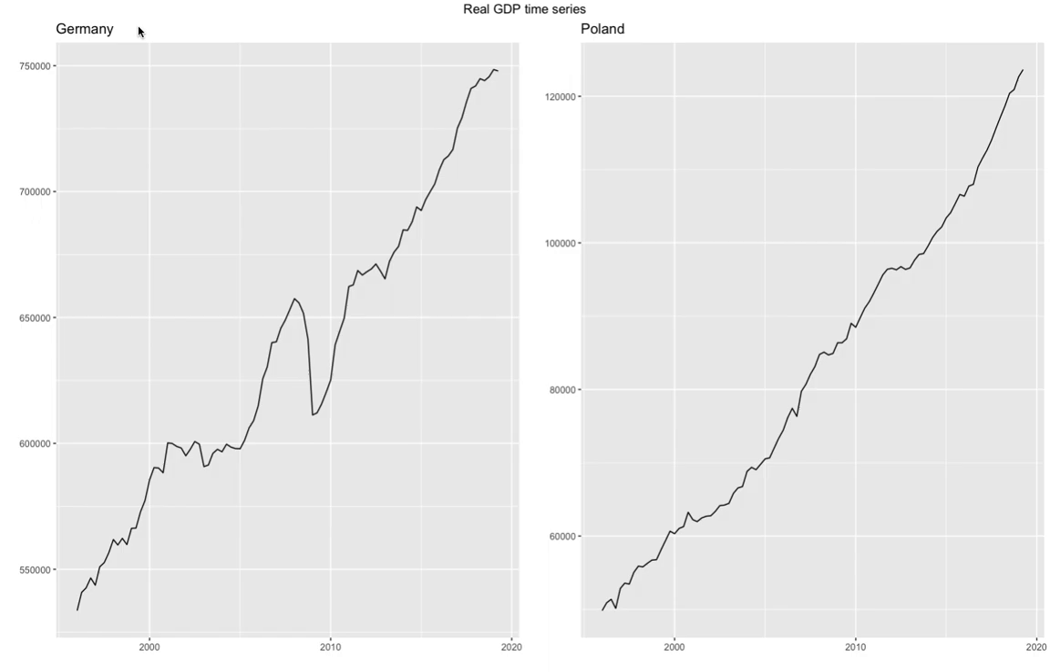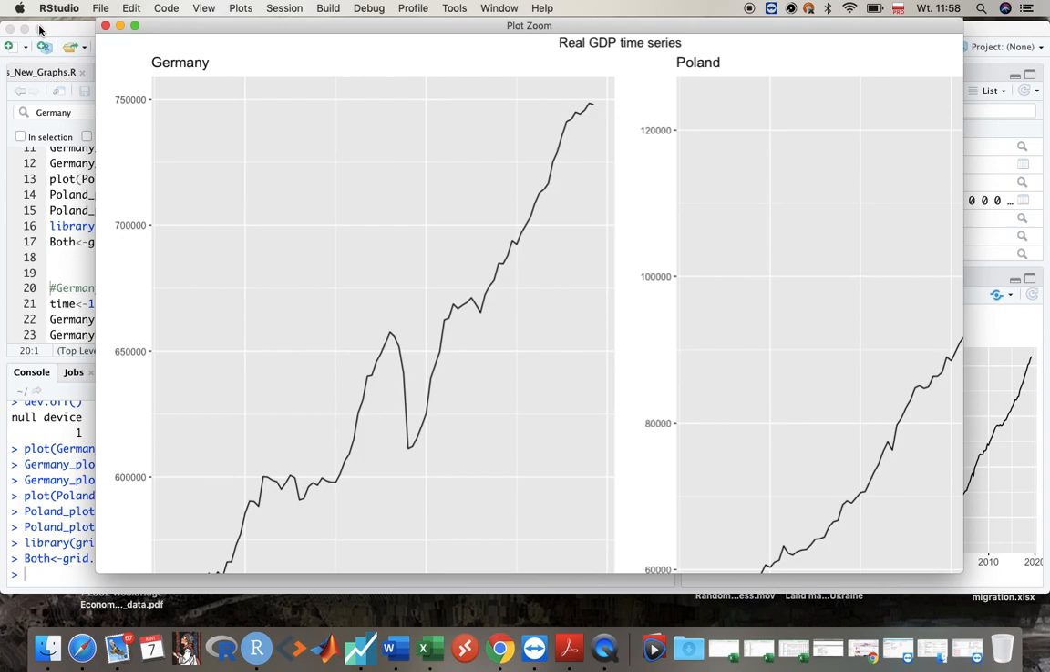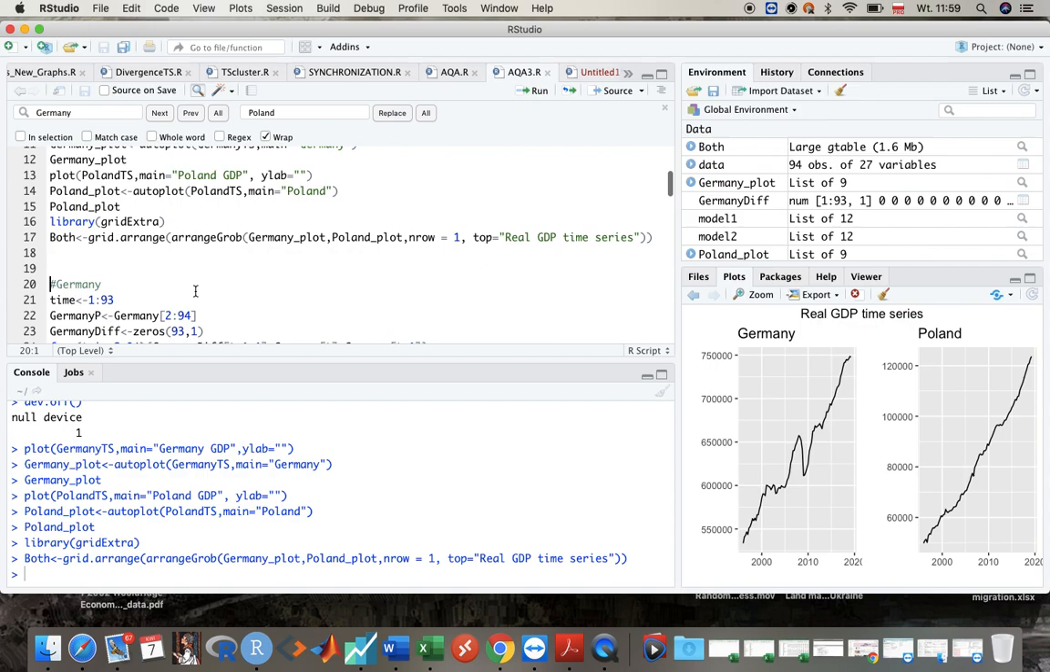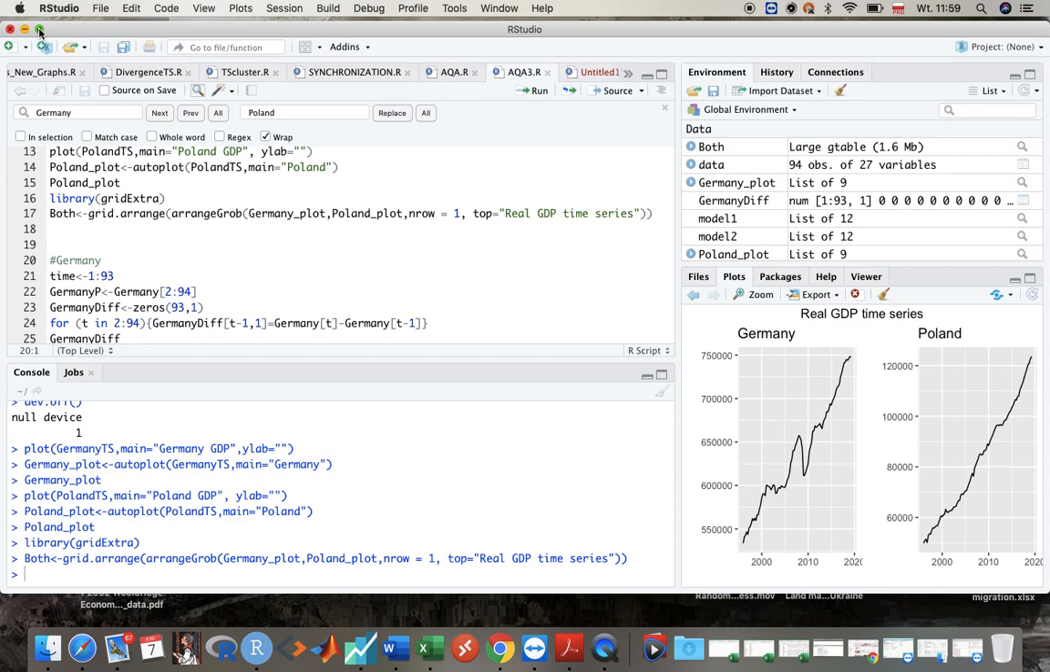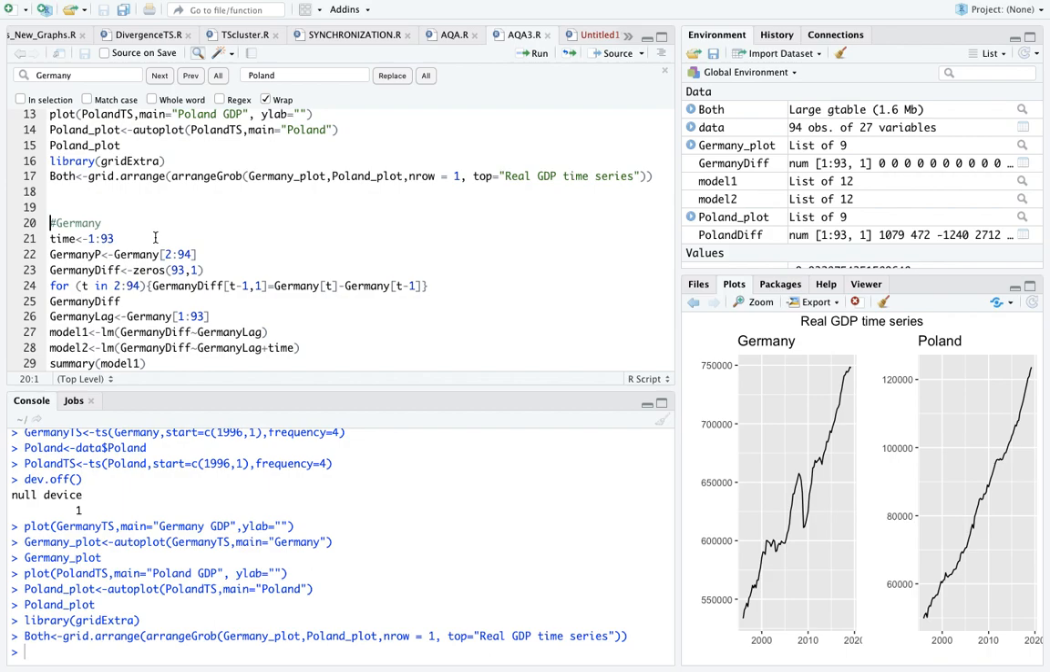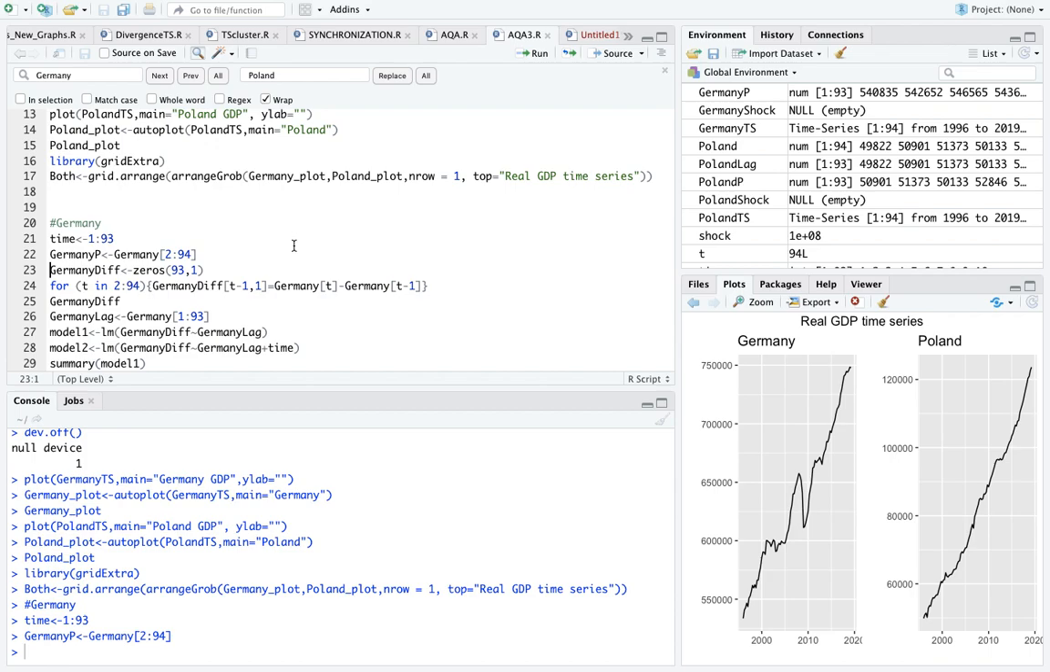Okay, so maybe we can use this information somehow to compare the two GDP time series using what we've learned in advanced quantitative economics. Okay, so look, now we need to do some calculations. So I'm extracting the data for Germany's GDP, and I'm also making first differences.